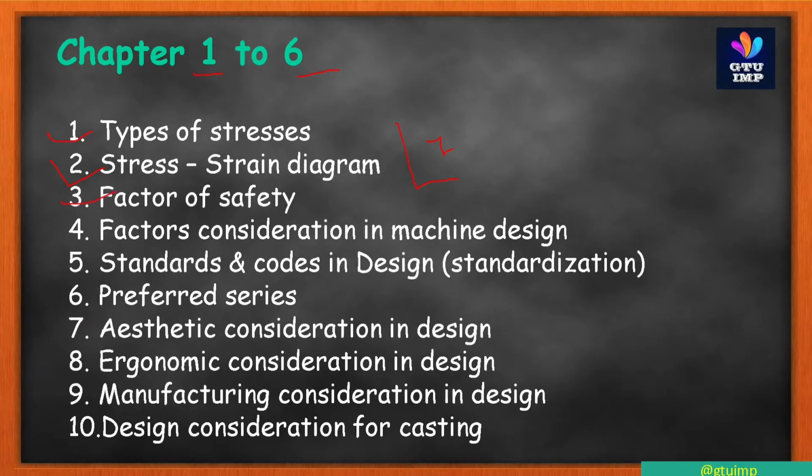Third question is factor of safety. Factor of safety is also a most important question in the subject. Fourth question is factors for consideration in machine design. As you know, this is also a most important question. Fifth question is standardization and codes and design standardizations, also most important questions. Sixth is preferred series: R5, R10, R20, R40. You know, this is also most important and a very easy question in the subject.